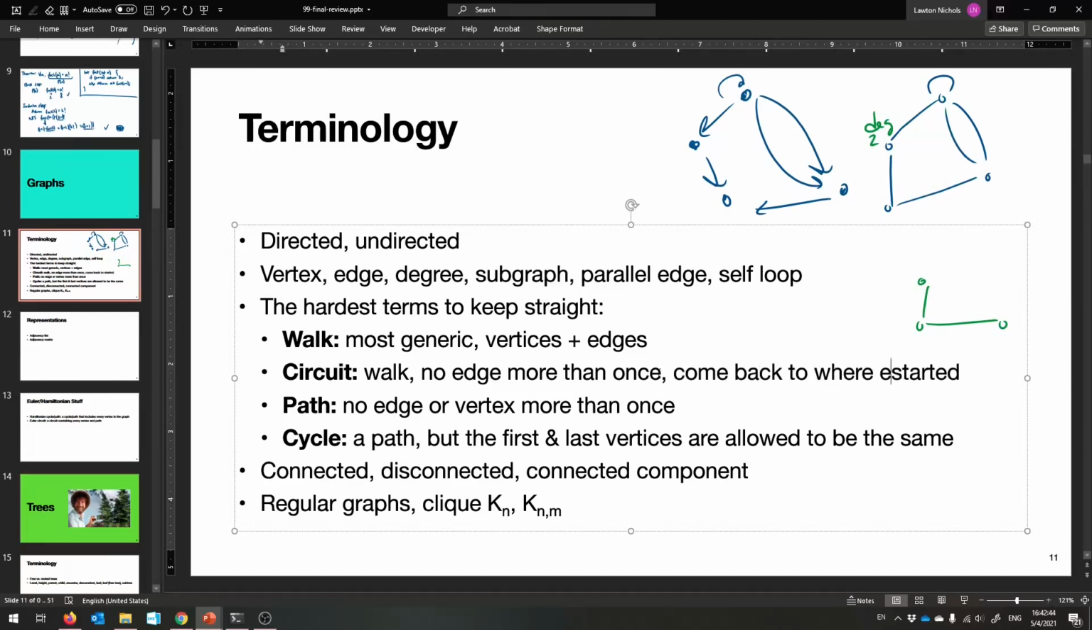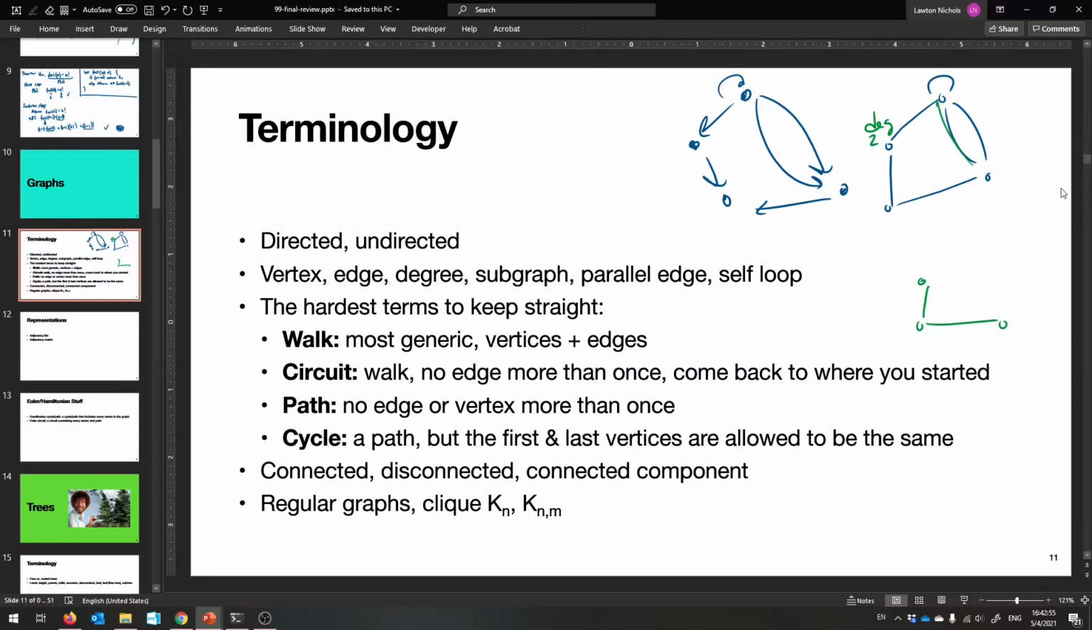Let's see if I can fit this. Okay, that's a circuit. It's a walk. You don't visit any edge more than once, and you come back to where you started. So this is a valid circuit. Go like that. Just like that. That's a circuit. But this is not a circuit because I started over here. See that? Okay, paths and cycles.